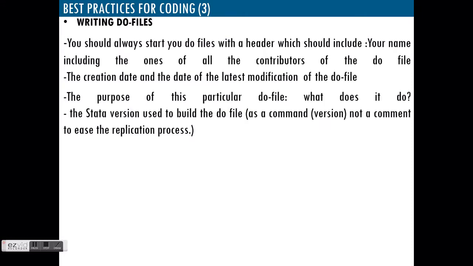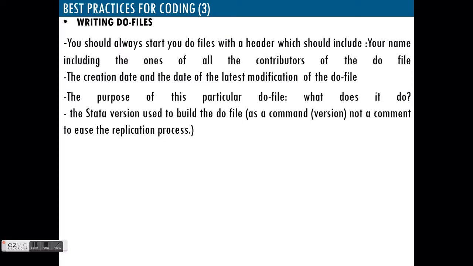The data version used to build the do file should be specified using the version command, not as a comment, so people can easily see exactly which version you used when they run it. They might notice some discrepancy. For instance, between Stata 11 and Stata 14 there are a couple of differences, and there are some commands in Stata 13 that are not in Stata 10, for instance. So people should know and use user-friendly commands in case you don't have that in an older version of Stata.